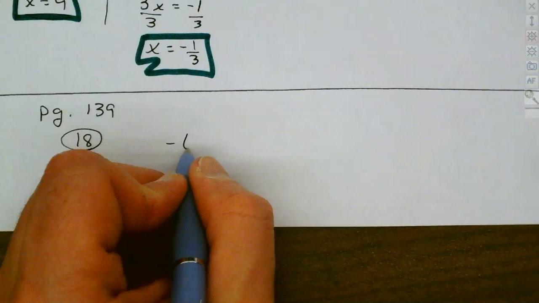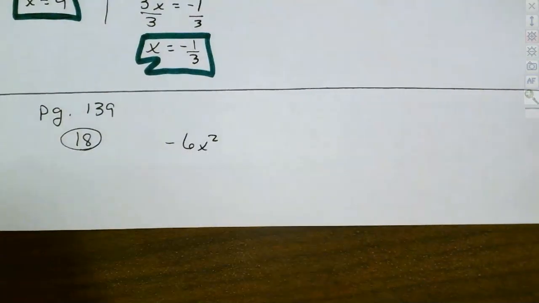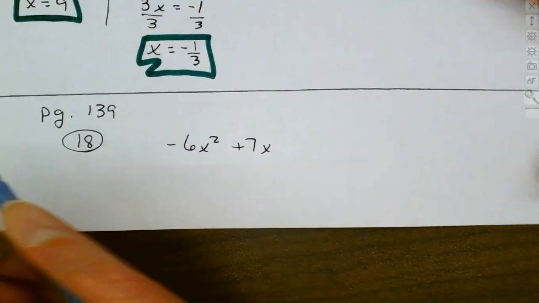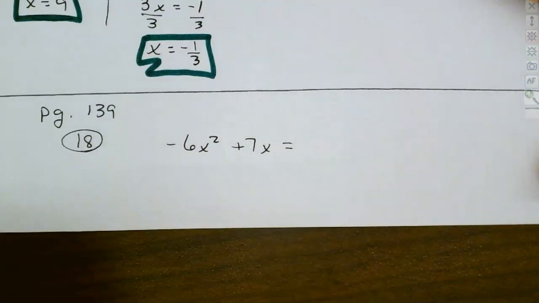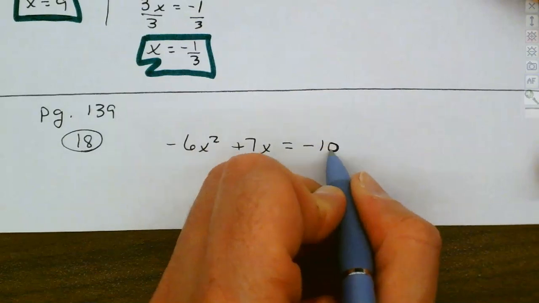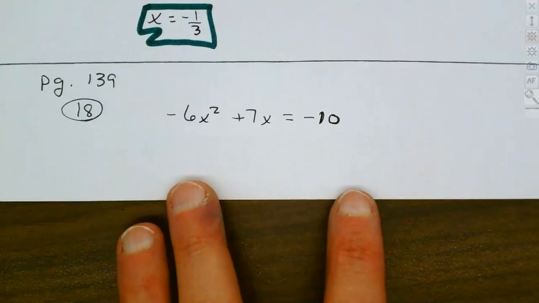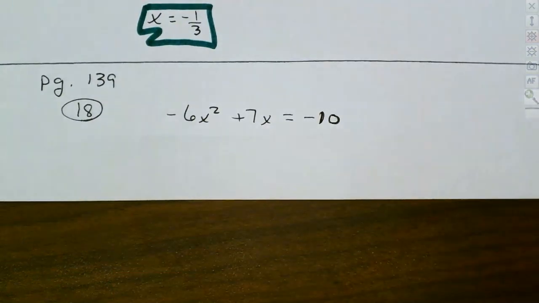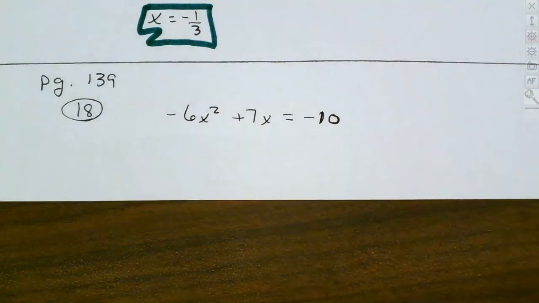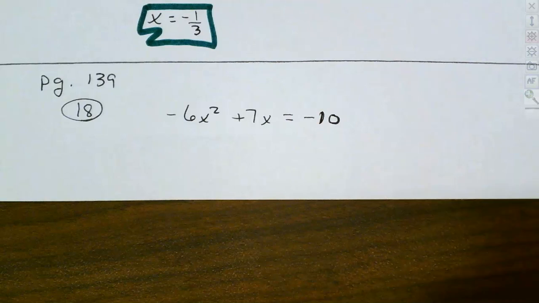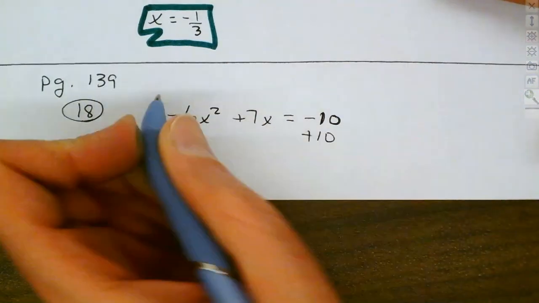This is a minus 6x squared, 7x equals negative 10. So what do I need to do first? Well, if I read the directions, it says solve with zero factor. So the first thing I need to do is just remember, zero factor. That means I've got to set it equal now to what? 0. So let's go ahead and set this equal to 0.